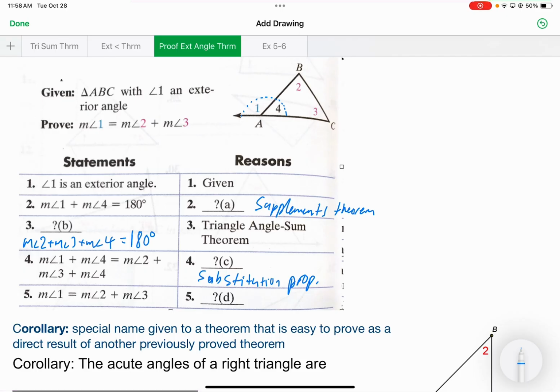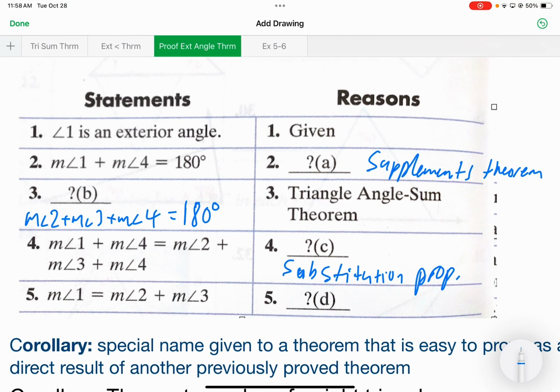Okay. And then to go from the fourth statement to the fifth statement, it says 1 plus 4 equals 2 plus 3 plus 4. And then it says 1 equals 2 plus 3. Subtraction. Very good. What did they subtract from both sides? 4. Good job. So then subtraction property. Look how good you are at proofs now.